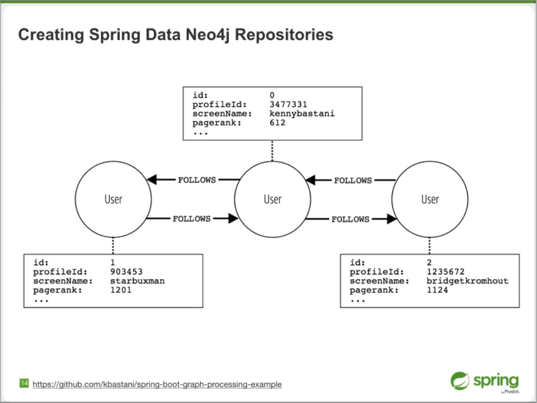So to represent this domain model as Java classes, we'll need to create two domain classes, one for the user node and one for the follows relationship. We'll then need to create Spring Data repositories for each of these domain classes. Let's start by taking a look at how to create a class that represents the user node, which is the profile that's imported from Twitter.